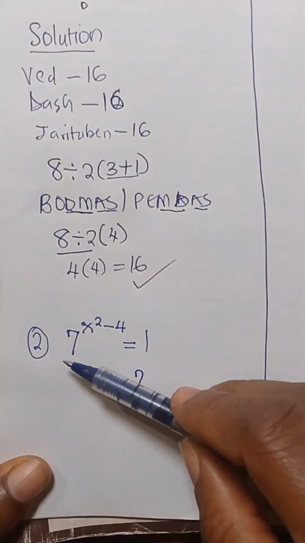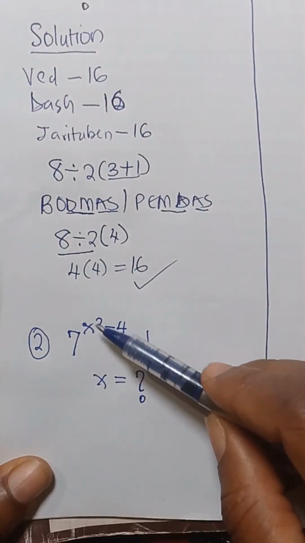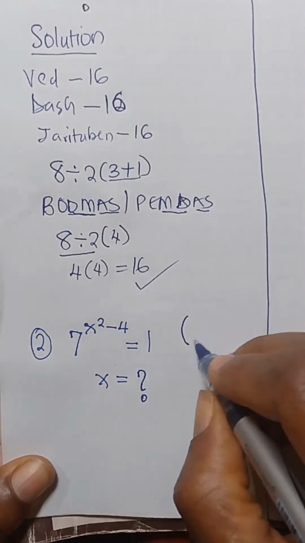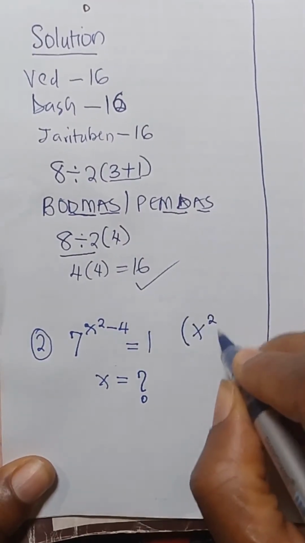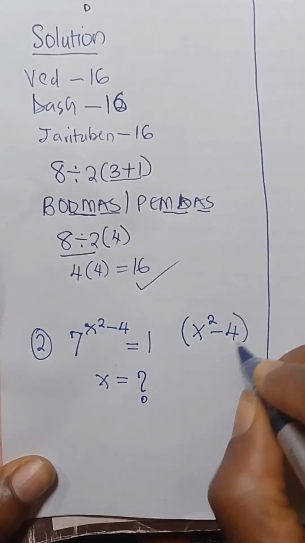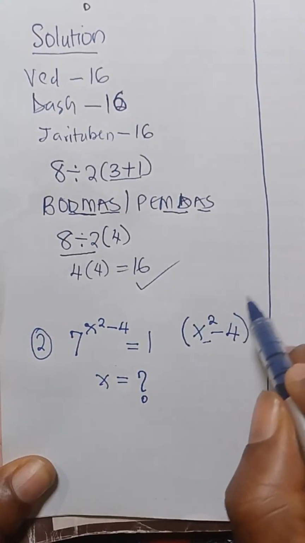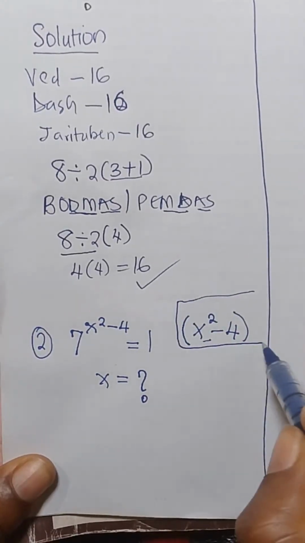So this is 7 raised to the power x squared minus 4. Okay, let me write this out for you so you see how it is. It's x squared minus 4. That is what we have here. So please solve, drop your answer.